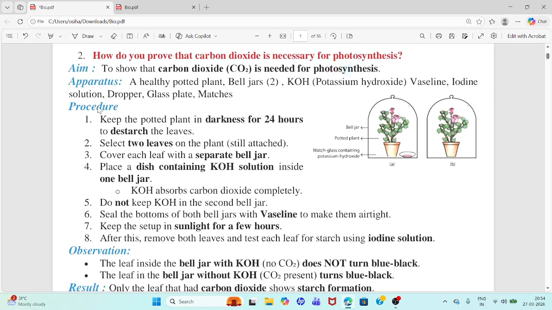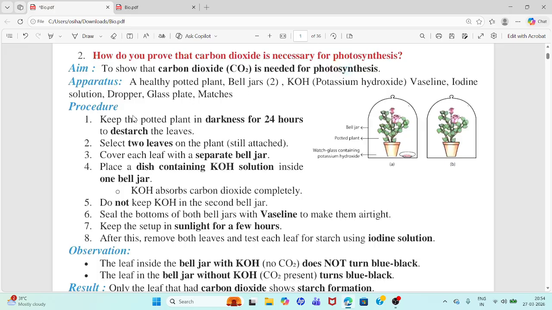Now, the second lab activity. How do you prove that carbon dioxide is necessary for photosynthesis? Aim: to show that carbon dioxide is needed for photosynthesis. Apparatus: a healthy potted plant, 2 bell jars, KOH (potassium hydroxide), Vaseline, iodine solution, dropper, glass plate, matches. So you can see here CO2 means carbon dioxide, KOH means potassium hydroxide. Wherever you see this, you have to remember.